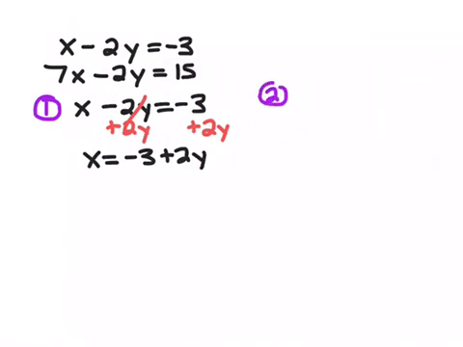Step 2. Now let's take that x equals negative 3 plus 2y and substitute that into our other equation for the variable of x. Go ahead and pause the film and try that substitution on your own.